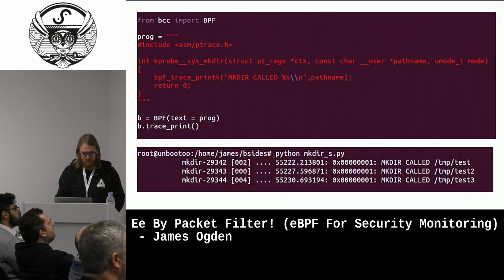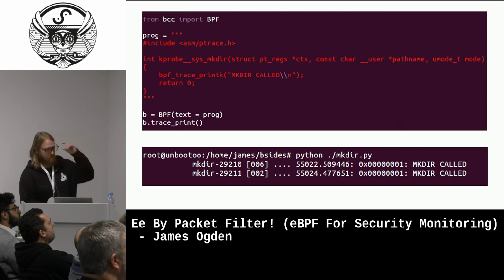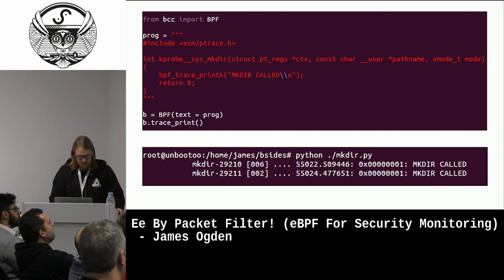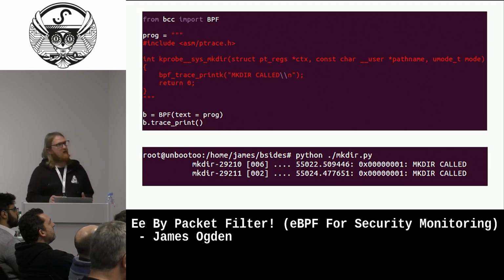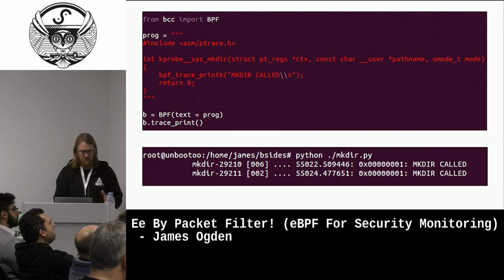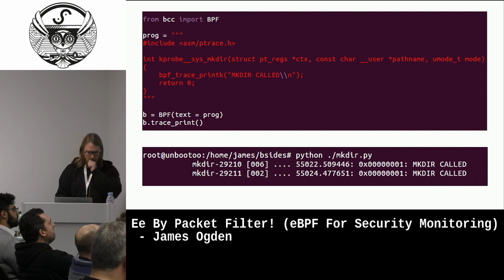Then we'll also have the signature of the function there as well. So mkdir takes a pathname and a mode argument, and then with our bpf_trace_printk there, we'll be able to say mkdir has been called, and then we can exit from our probe. We can return 0 there.